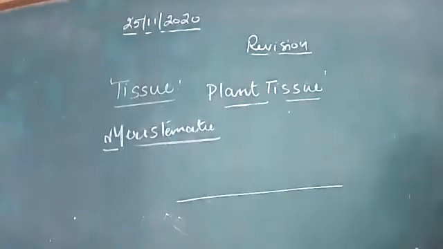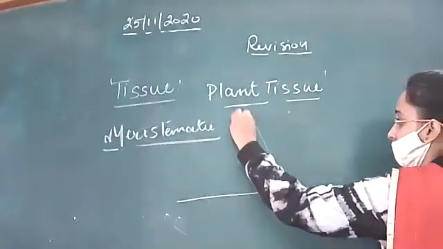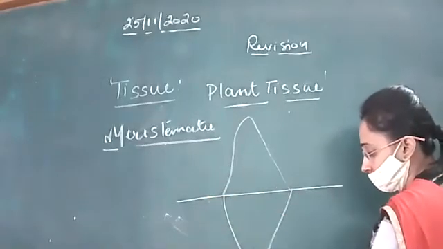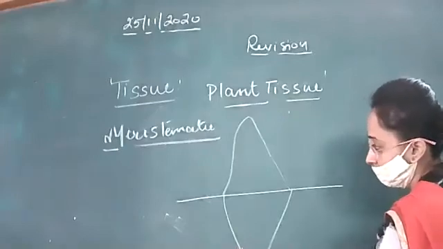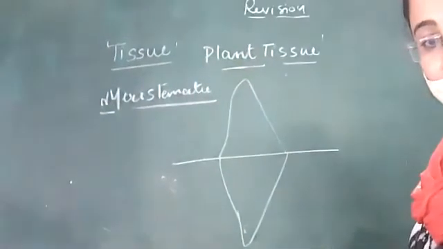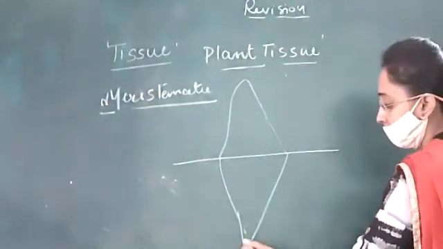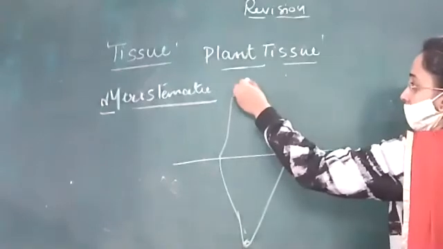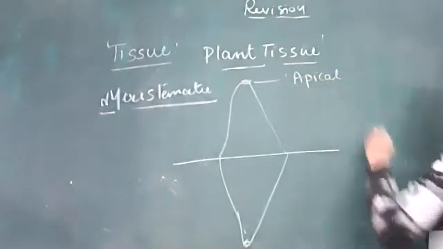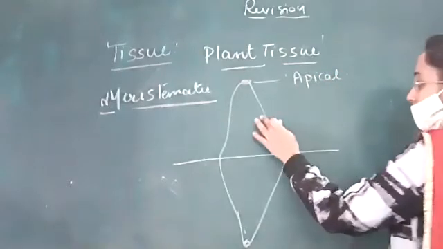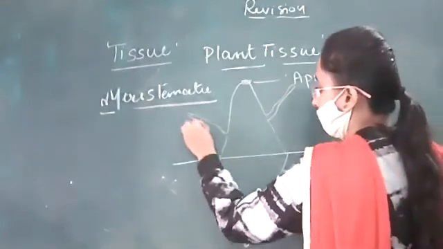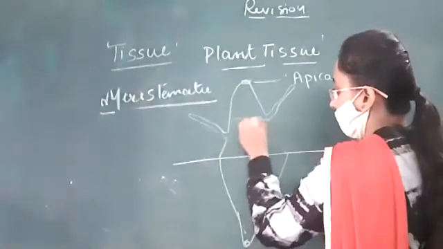Okay. So this is our shoot system. This is our root system. Okay. So at the tip or apex, which tissue is present? That is apical meristem. Okay. At the base of leaves and at the internodes, which tissue is present?